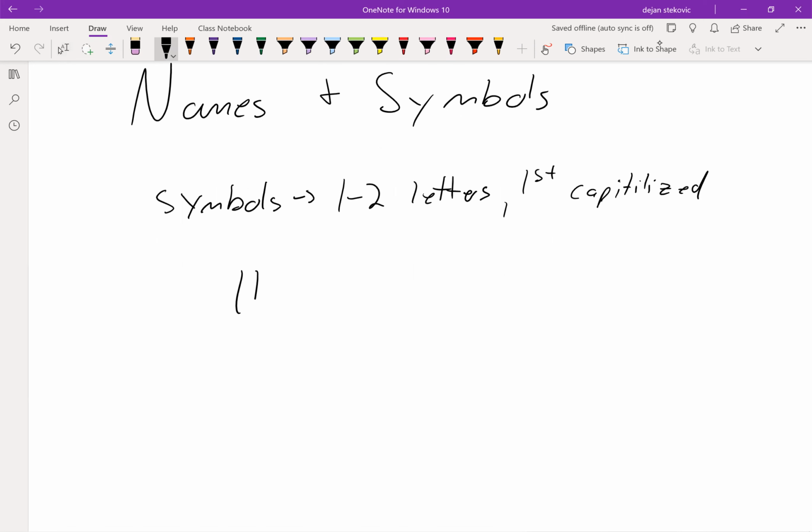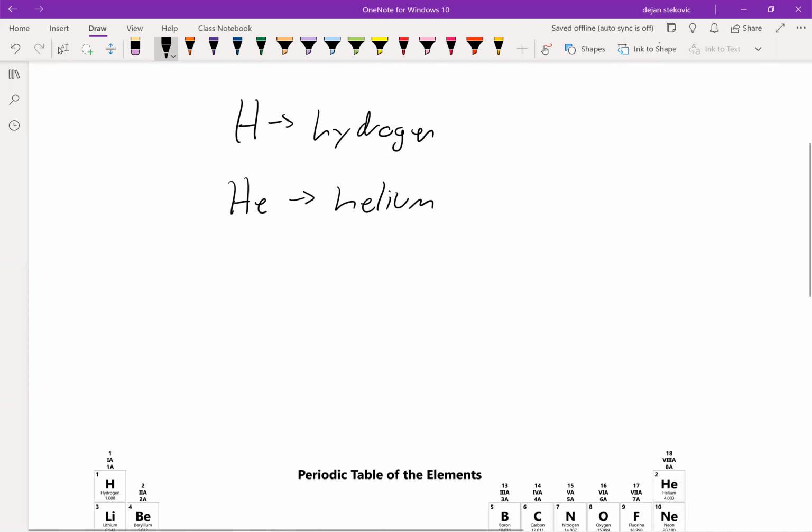So for example, the symbol H is hydrogen, He is helium, right? The first letter is capitalized. If there is a second letter, it is not capitalized. Most of them make sense. Right? Hydrogen, it makes sense that H is for hydrogen. Helium, it makes sense that He is for helium.